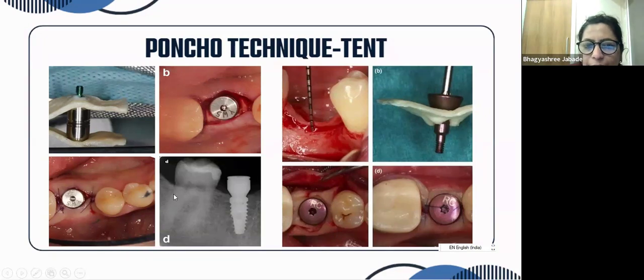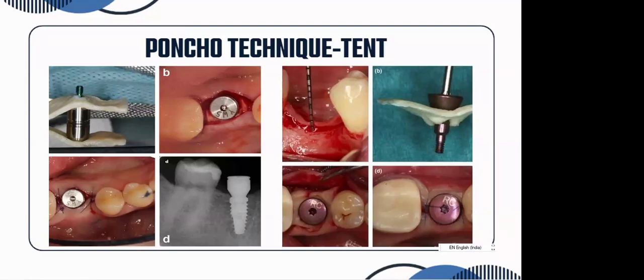Now this healing abutment, what I'm going to do? Here is my implant. So I'm going to put this healing abutment here. So this part will go buccally, this will go lingually, and my healing abutment will sit in the center. So if this part is covering the buccal section, this will be the lingual section. So I'm adding some tissue over here, and so automatically my vertical thickness here is going to increase. That is the poncho technique.